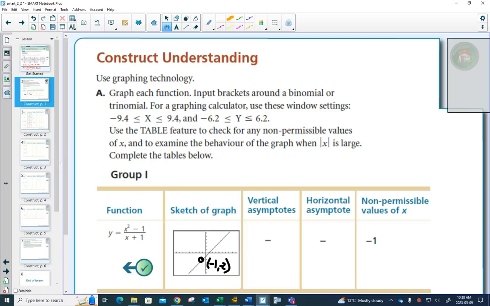Okay? I needed arrowheads on the end of my graph. This one has no vertical asymptotes, no horizontal asymptotes. And the non-permissible value is at -1. And instead of an asymptote showing up, this graph had a hole.